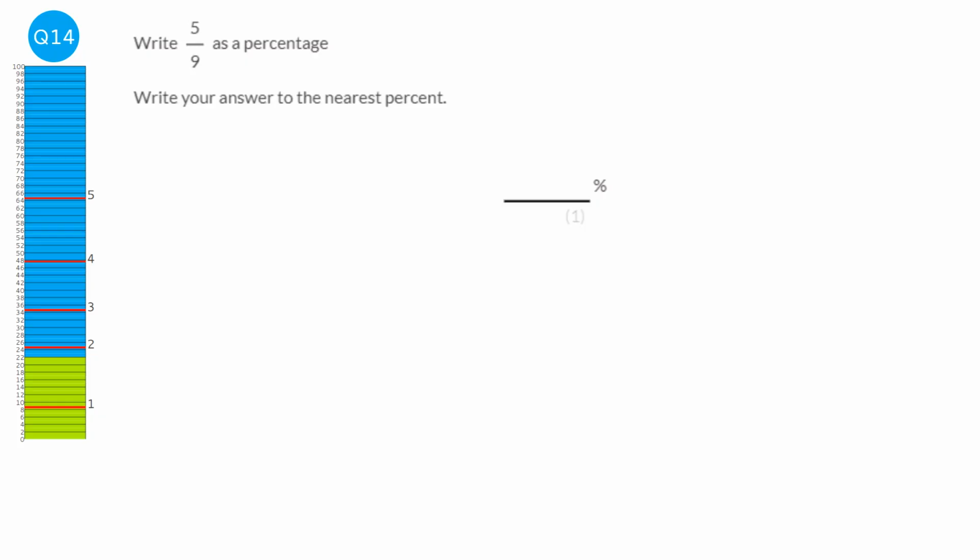So we're going to start by writing 5 over 9 as a decimal. And to do that, we just need to do 5 divided by 9, which will be 0.5 recurring.